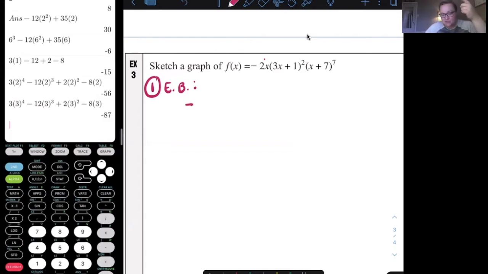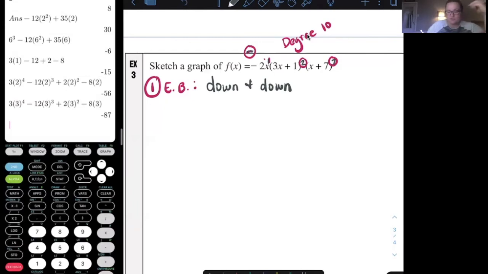And then the degree of this function, you just take all of these exponents and add them. So 1 plus 2 plus 7 is 10. So our degree will end up being a degree 10, and the leading term is negative. So it's a negative and an even degree. So our end behavior is down and down. So you take all of the exponents and just add them together, and that tells you your degree. And because we would multiply that negative through all of those terms, we are going to end up with a negative for our very first leading term.